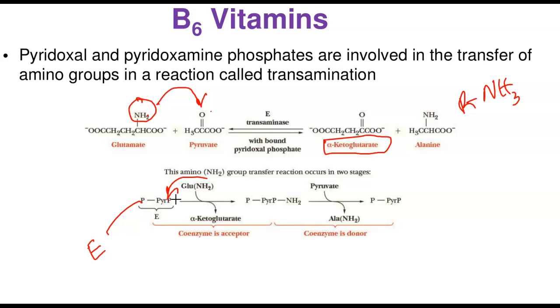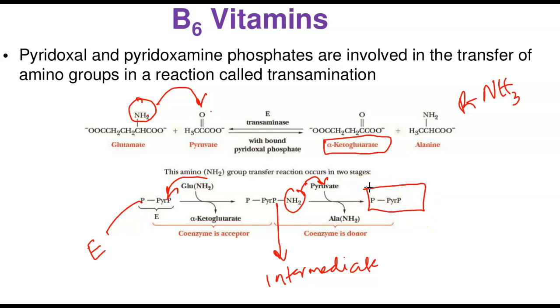Remember, we said this coenzyme is what helps this enzyme to act, so it's in association with each coenzyme. What happens is that the amino group is first delivered to this pyridoxal phosphate, forming this intermediate, or what we call the transition state. It is this that will now take this and deliver it to the pyruvate. Once it gives it, the pyruvate forms alanine, and the enzyme and its coenzyme are released to be free again. So this is the mechanism of action of pyridoxal phosphate, of the B6 vitamins.